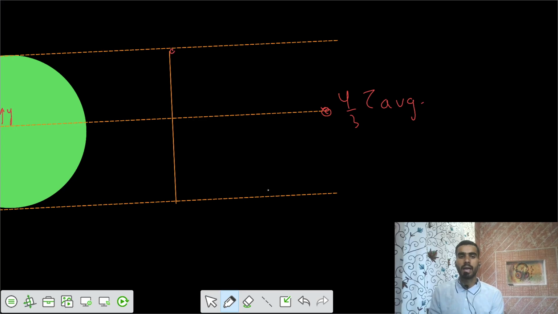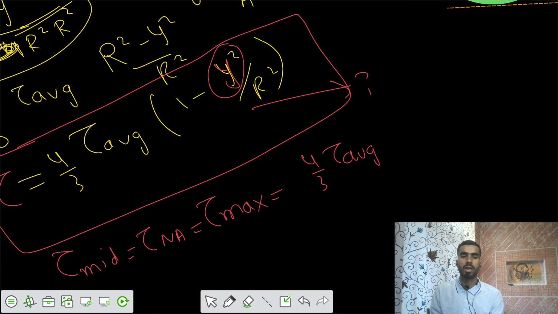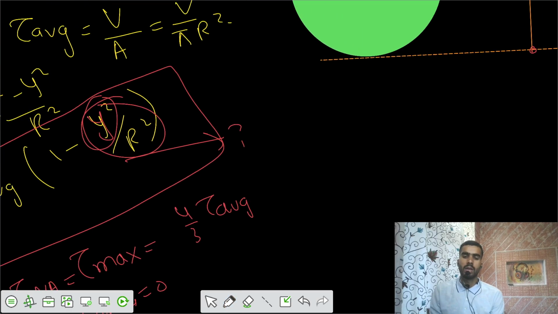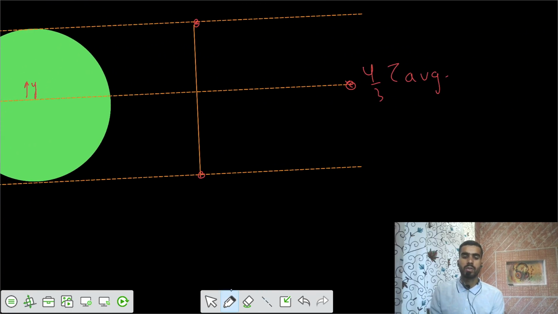And at the end, if you substitute y equals r, the value of this term becomes 1, so your shear stress becomes 0. Tau at the end becomes 0. So here we have 0, we have 0 here. So we can say this is a parabolic variation.